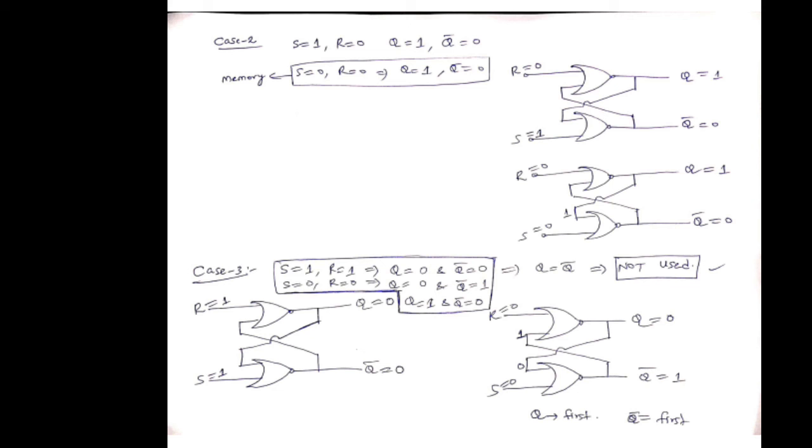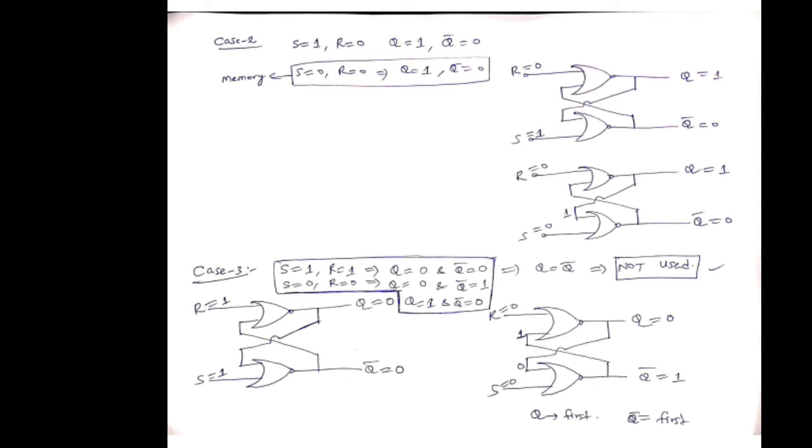The output is going to be 1. This is also satisfied. You see, when S is equal to 0, R is equal to 0, for this case also the same values are repeated. That is Q is equal to 1, Q bar is equal to 0. Okay.